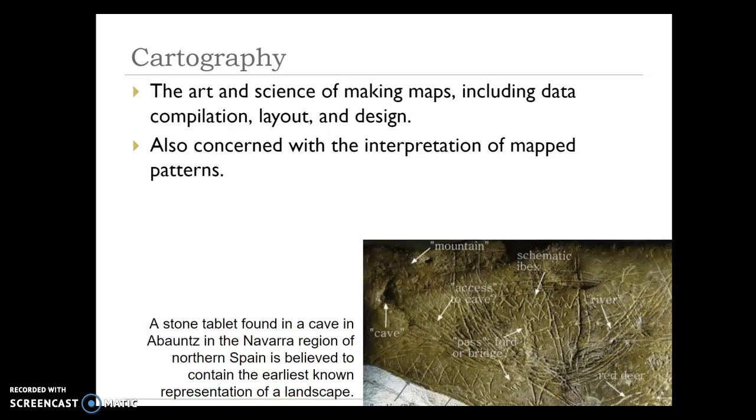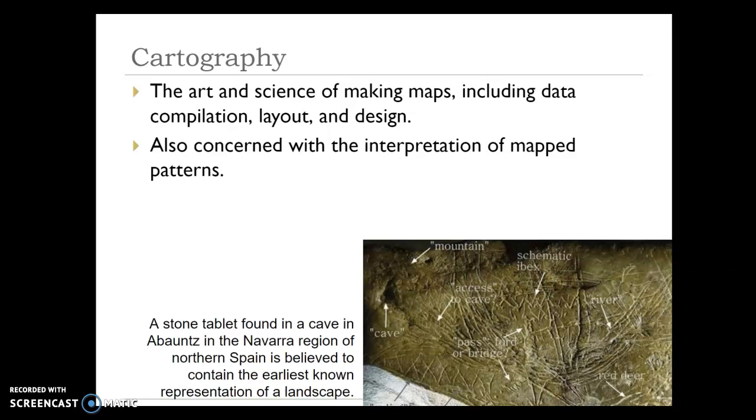Cartography is defined as the art and science of making maps, including data compilation, layout, and design. The way we think of this, and the way maps used to be made, is you think of somebody rolling out a big old piece of paper and doing the mapping out by hand. But as we learned in the video, map making has turned into an endeavor with lots and lots of technology and information ingrained into it.